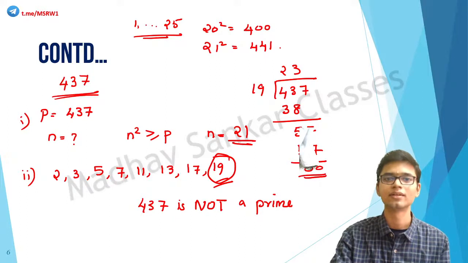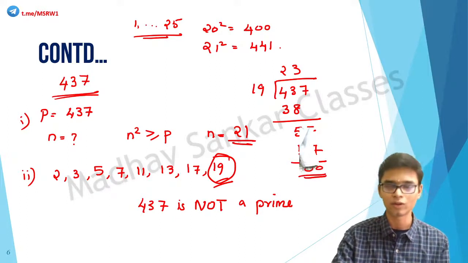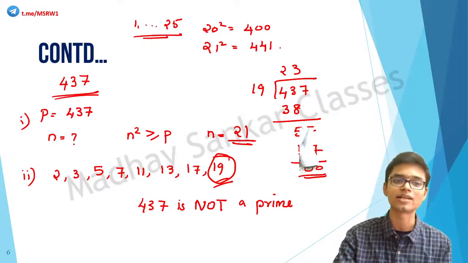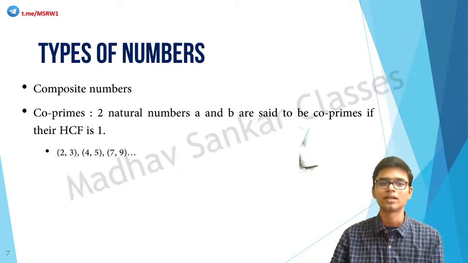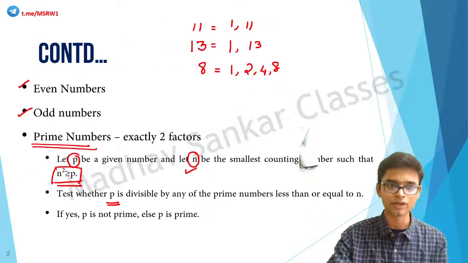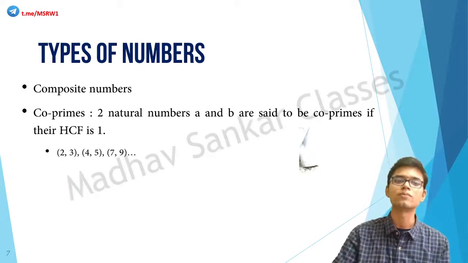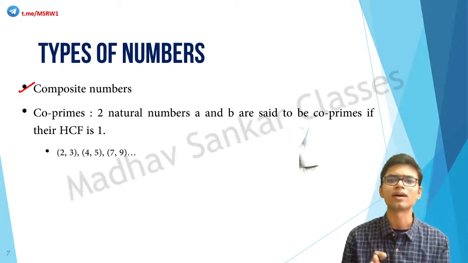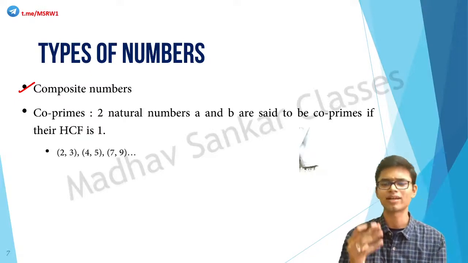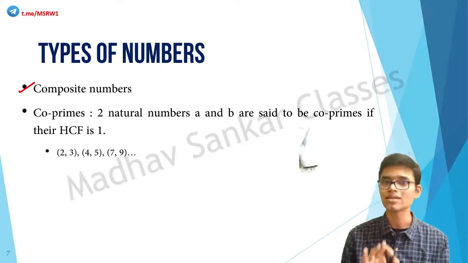Anyway, I hope you understood what a prime number is, and how to check whether a number is a prime number or not. All right, moving on. We were talking about the types of numbers: even number, odd number, prime number, and then we have composite numbers. What are composite numbers? Those numbers which are not prime are known as composite numbers. I think you already know. Those numbers that are not prime are known as composite numbers.